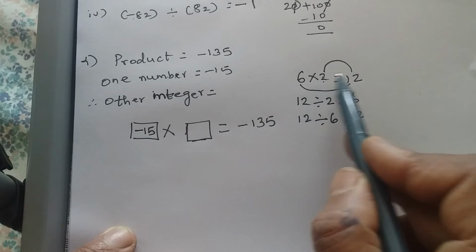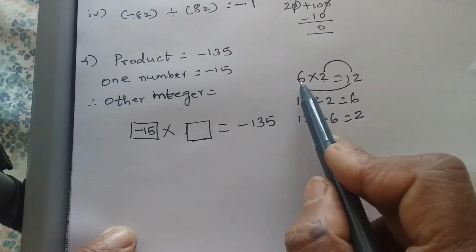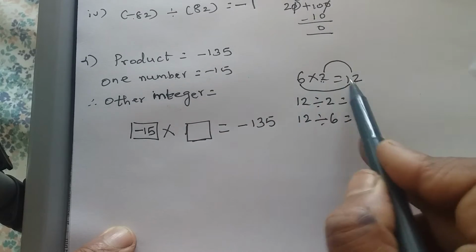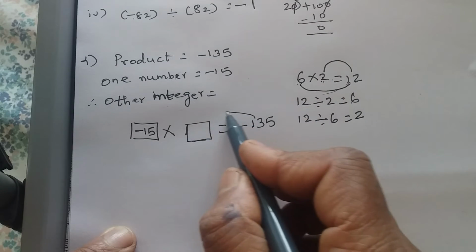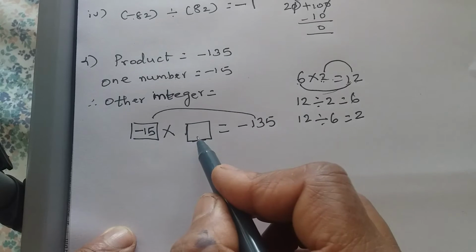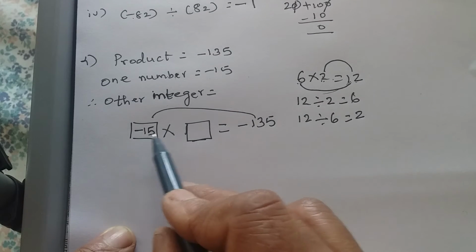So to get 2, what do we have to do with the given two numbers? We know the first number and the last number. So what do we have to do with these two to get this middle one? 12 divided by 6 is 2. So we have to divide. 135 divided by 15 will give us this answer. So we should divide minus 135 by minus 15.